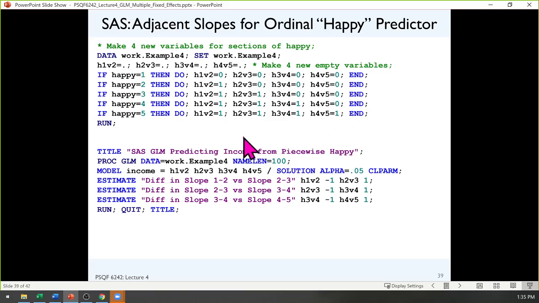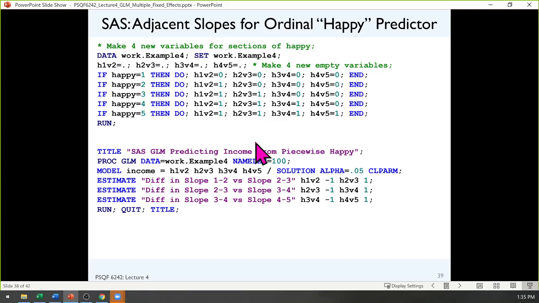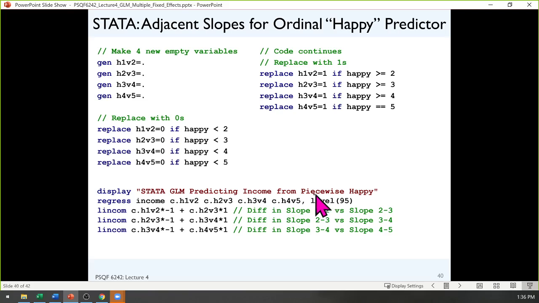So here's the code that does this pattern. I have the 0s and 1s in each here. And then here's what it would look like in a model where I put the 4 new columns in here, and I have differences between adjacent slopes. So I'm testing, for instance, whether the difference between 1 and 2 is the same as the difference between 2 and 3, and then the same for the other adjacent combinations.